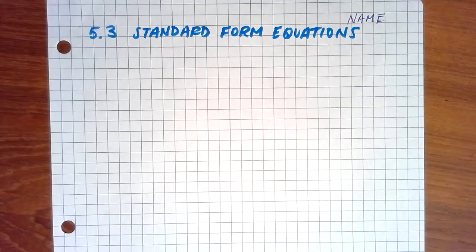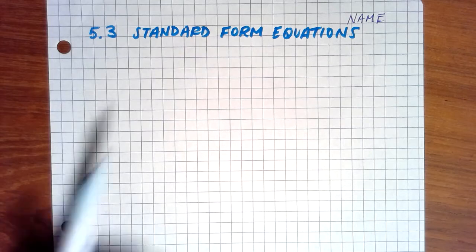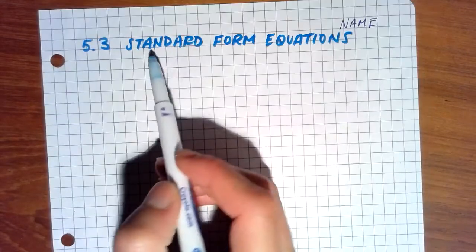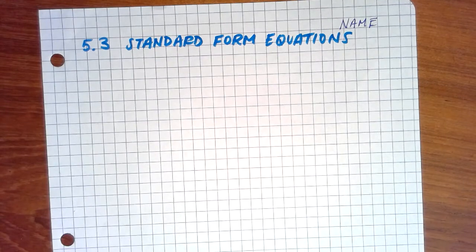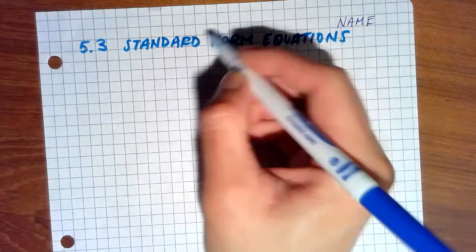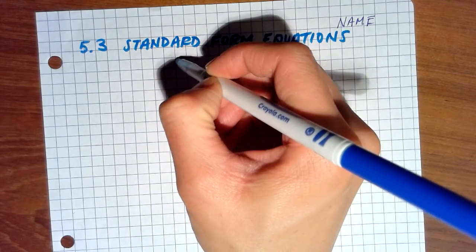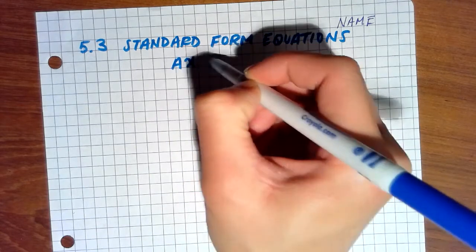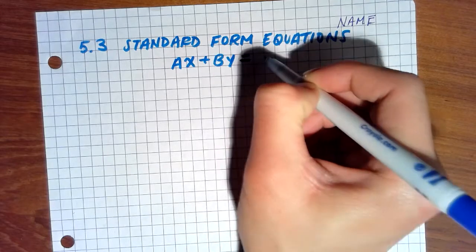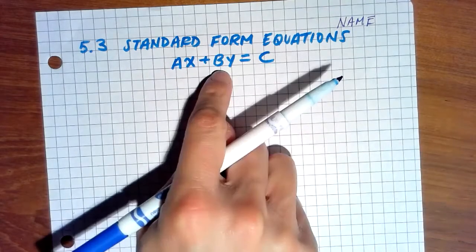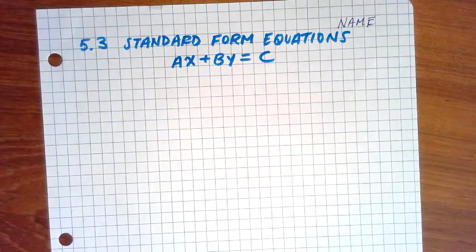Hello everybody, these are the video notes for lesson 5.3, and this is going to be about standard form equations. We've talked a lot about slope-intercept form equations, which is y is equal to mx plus b. A standard form equation is in the form ax plus by is equal to c, where a, b, and c are usually whole numbers.